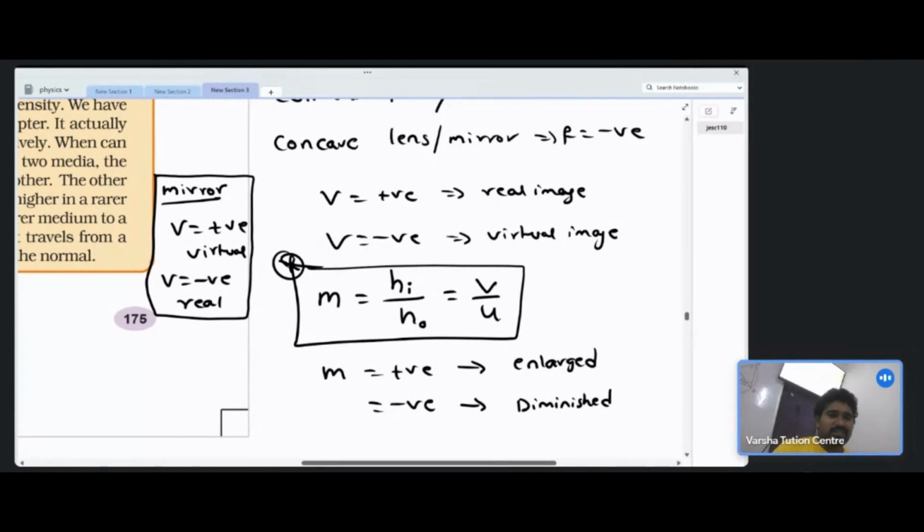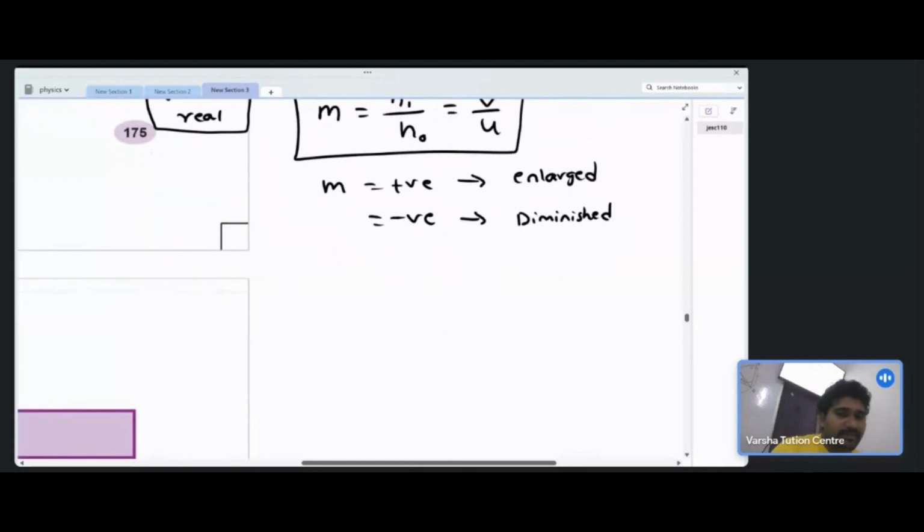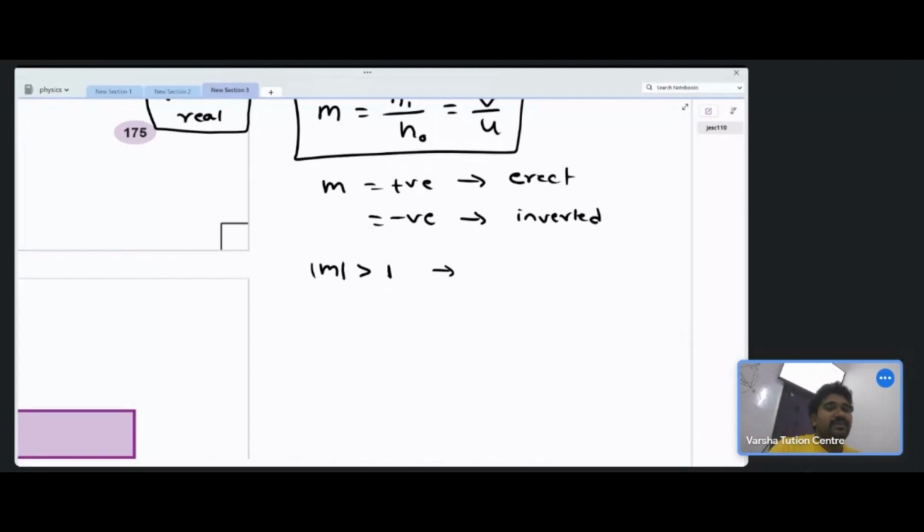Now, the next thing is M. This is what I will tell: the magnitude of M. Sir, you are wrong, earlier you wrote it wrongly. Why didn't you notice? It should be written erect and inverted.